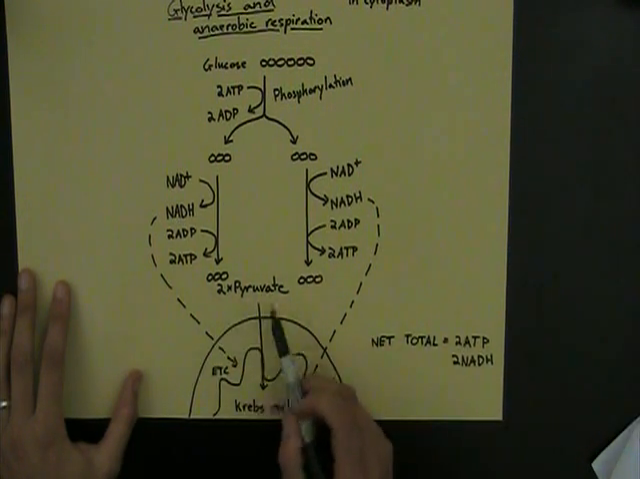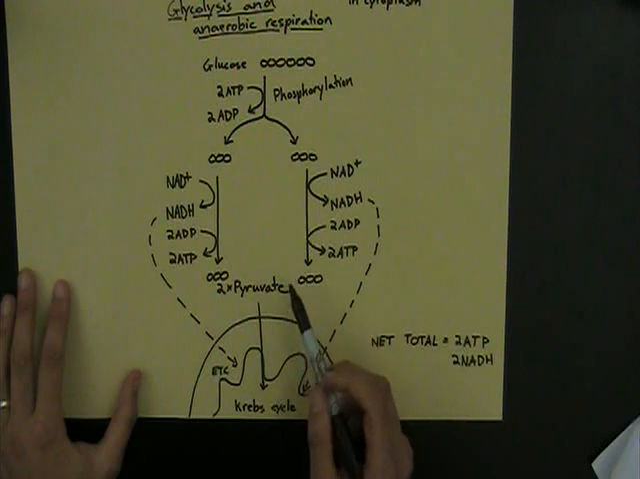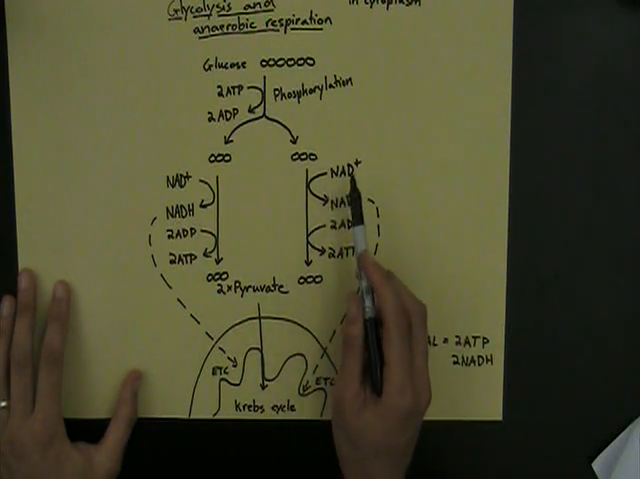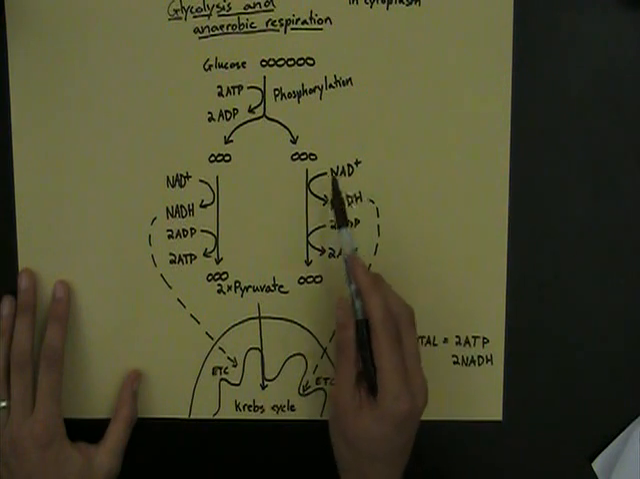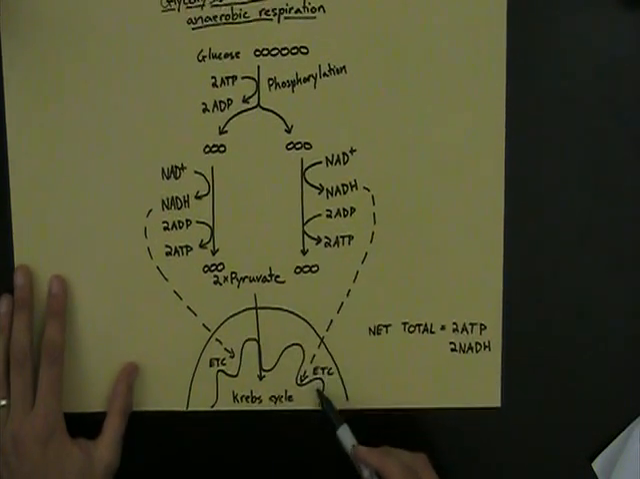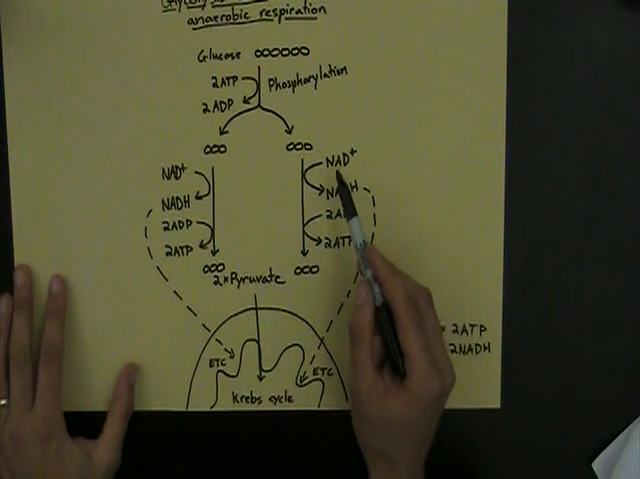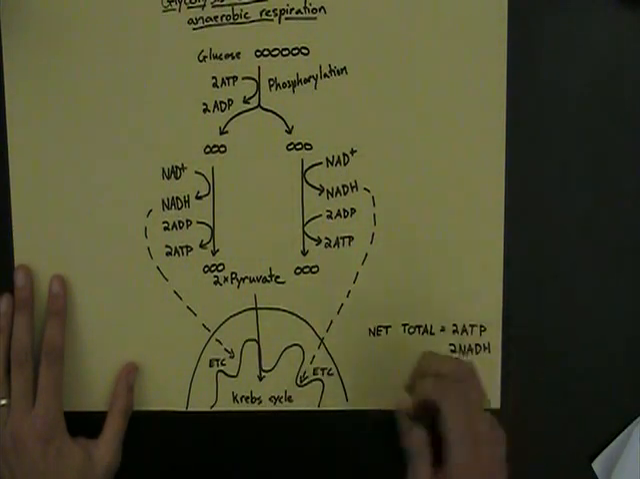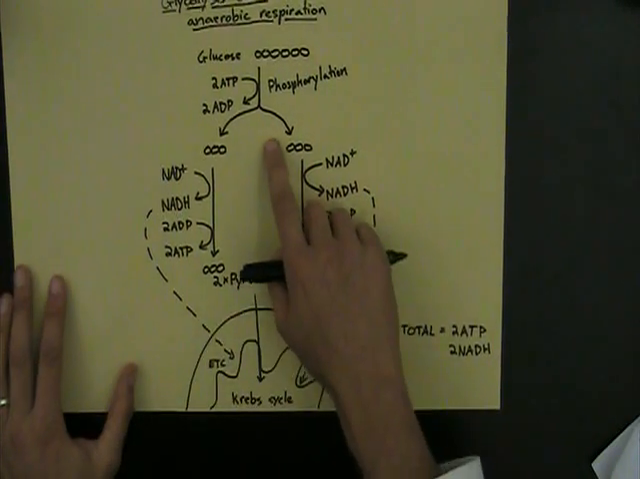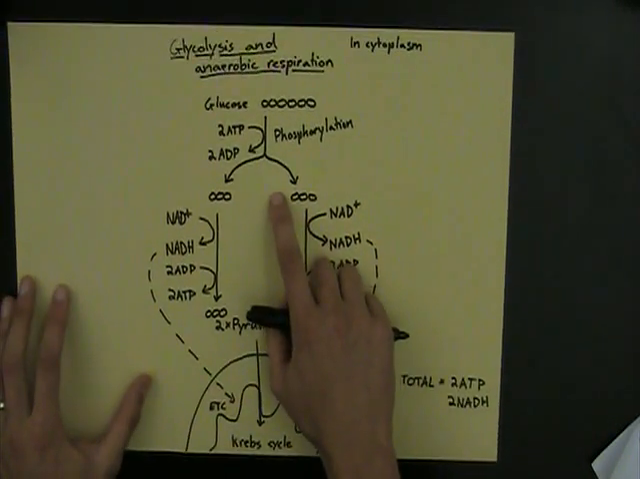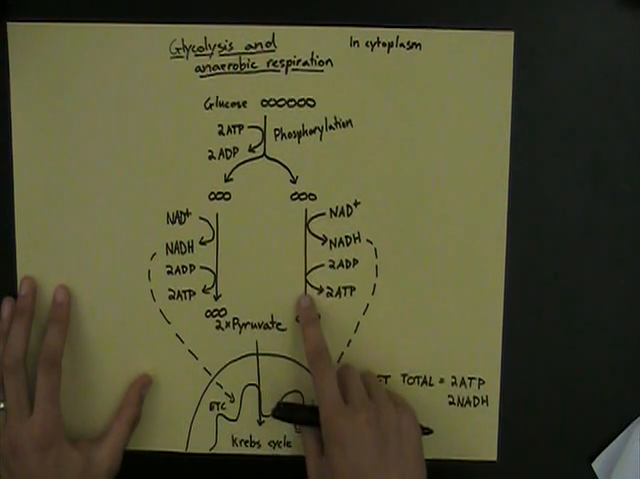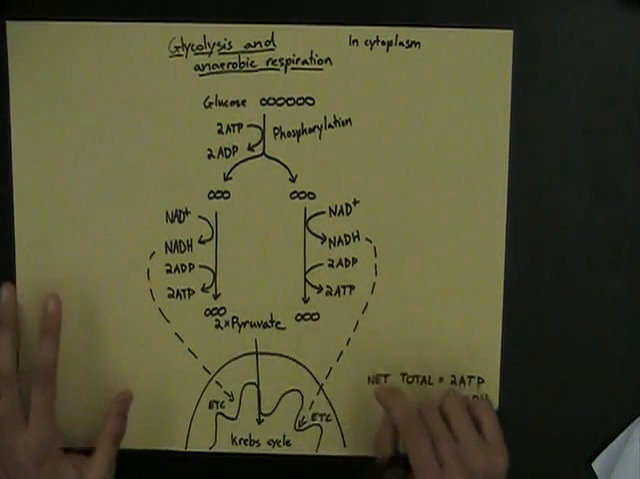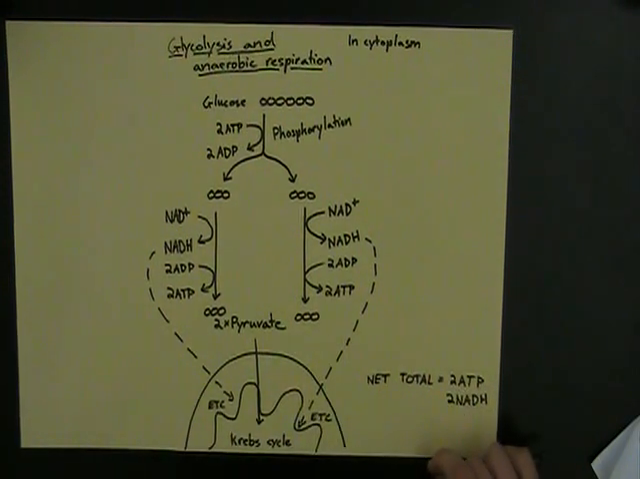This results in a buildup of pyruvate, which would be fine for your cells, apart from the fact that this NAD plus is not being produced. Normally it would be released by the electron transport chain and would come back out to here so that glycolysis could continue. So we need to make sure when we are respiring anaerobically that this process at least is able to continue, that we are able to make this small amount of ATP and to continue making it.